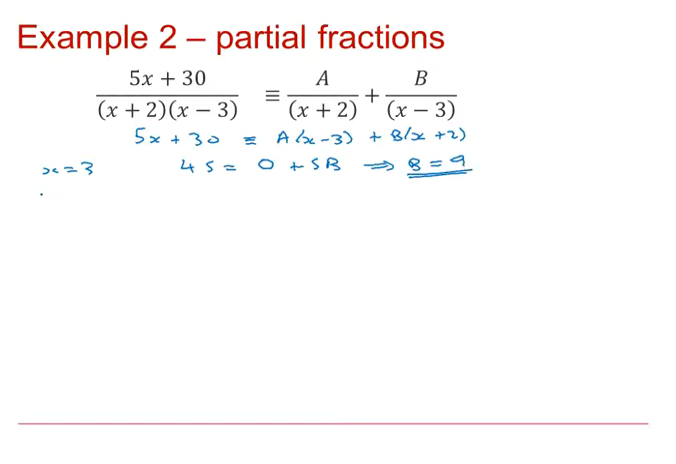Another nice value of x would be x equals minus 2 because of this x plus 2 term here. So I've got minus 10 add 30, so there's a 20. Minus 2 take away 3 is minus 5A, and then a 0 at the end. So now we know what A is. A is minus 4.